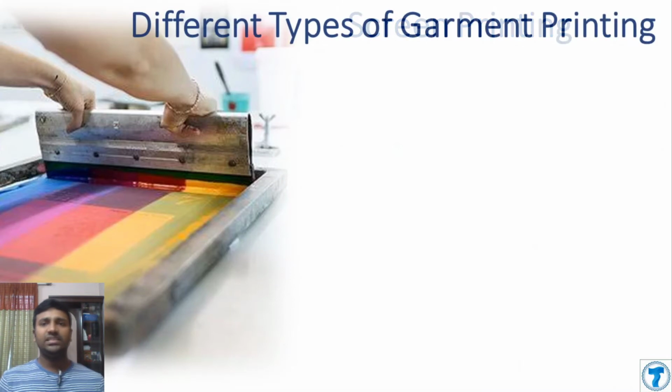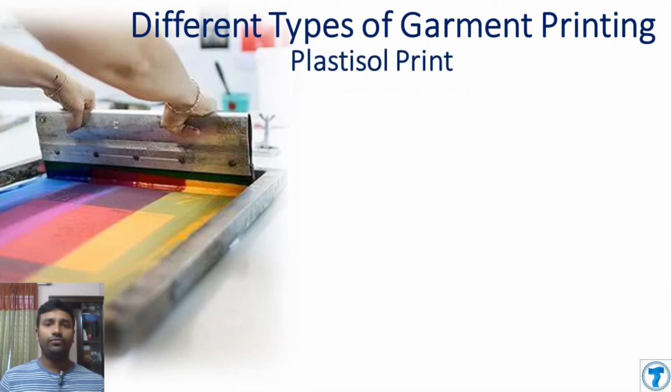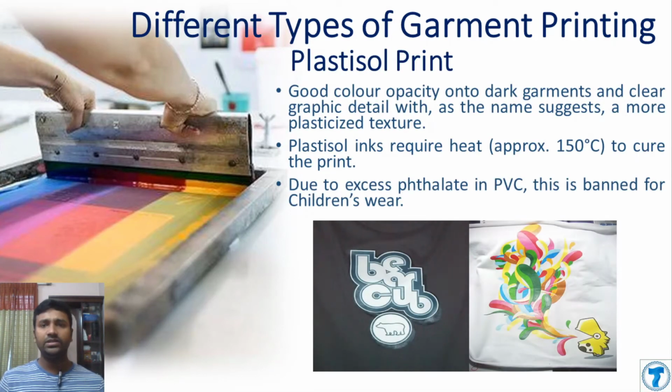Let's discuss the different types of garment printing. In the current fashion trend, there are many garment printing methods applied onto the garment. Let's discuss some of them. First one, the plastisol print. Plastisol print is applied where very good opacity and clear graphic detail are required on a dark ground. It requires a very high temperature, 150 degrees, to cure the print.